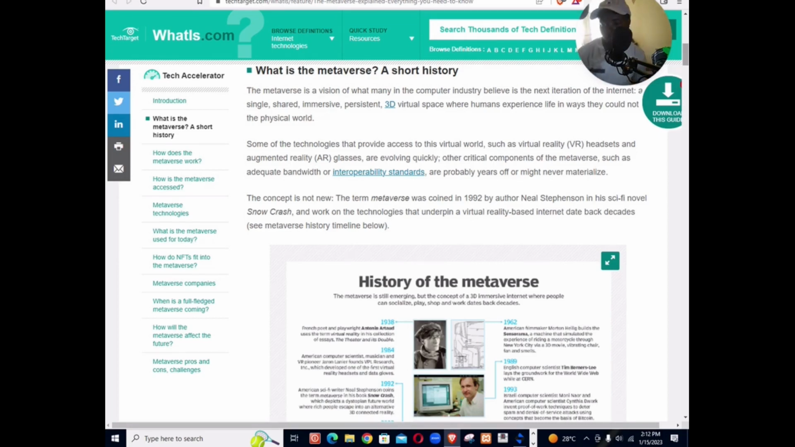Now, for us today, we are looking at the metaverse. The concept was first introduced by an author in 1992, Neal Stephenson, in his science fiction novel Snow Crash. That is according to whatis.com. The technologies that underpin virtual reality and internet data date back several decades.